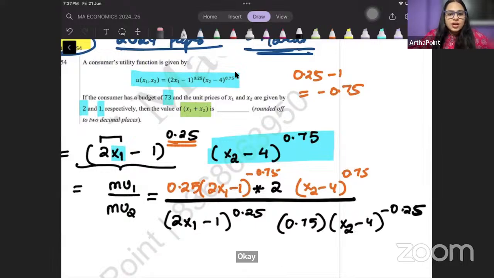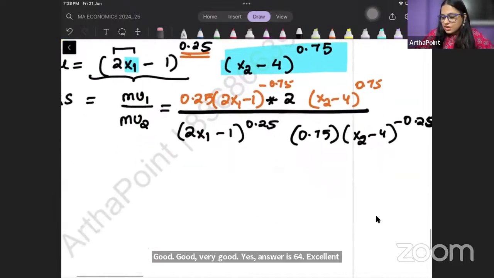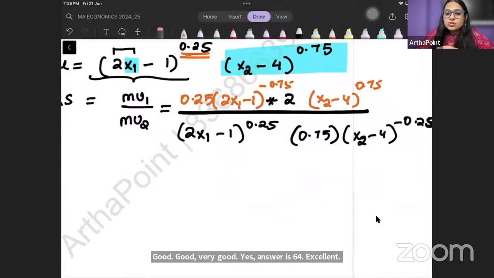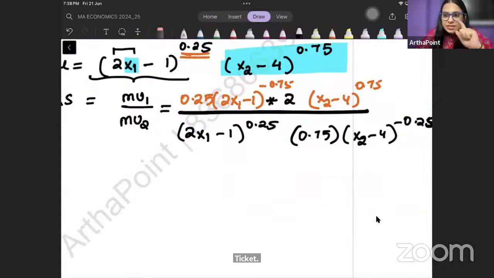Good. Good, very good. Yes, answer is 64. Excellent. ठीक है. These are again not tricky questions. बस एग्जाम में आराम आराम से हमें कुछ मिस आउट नहीं करना है. I need these marks for sure. अभी तक जितने क्वेश्चन किए you should have scored full marks.